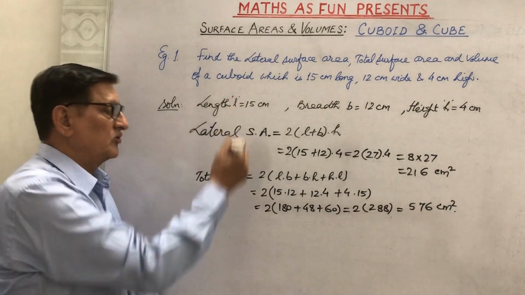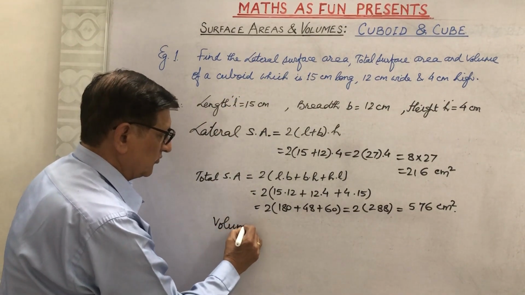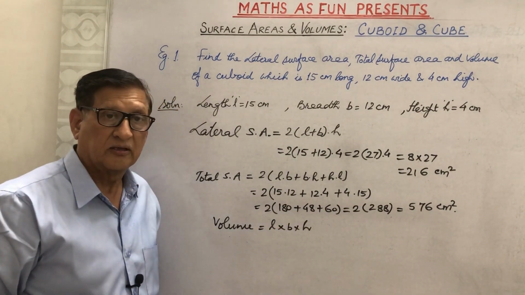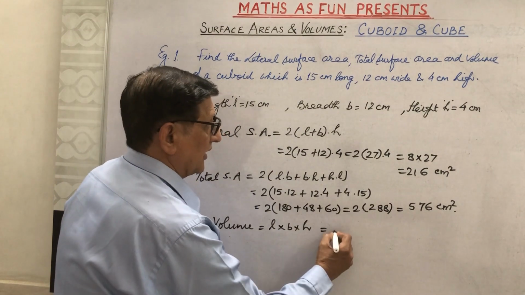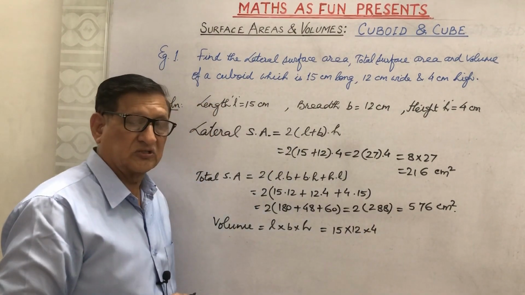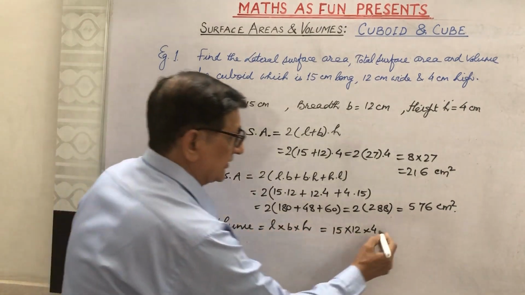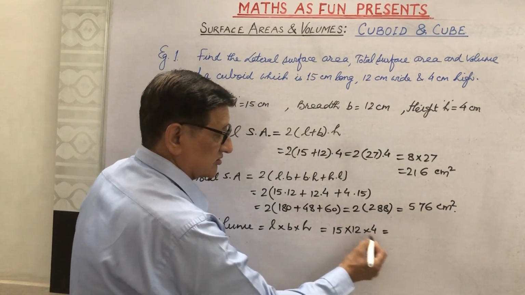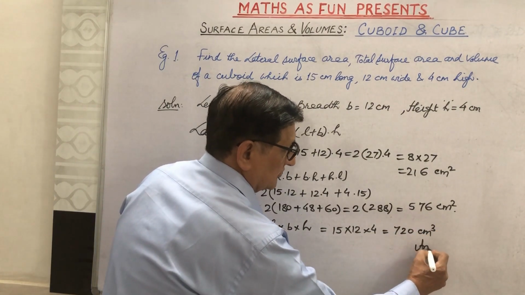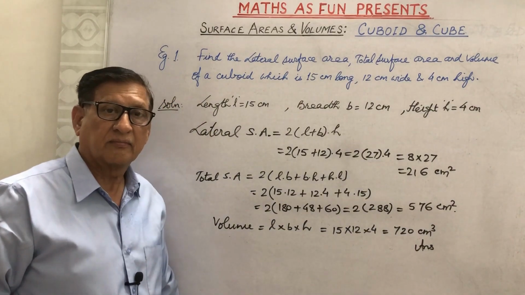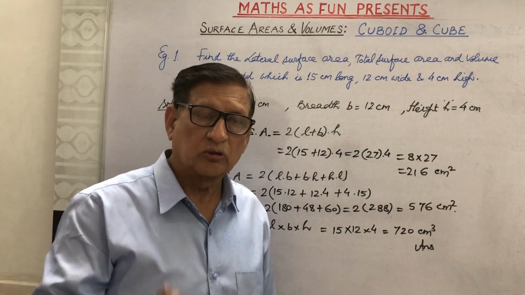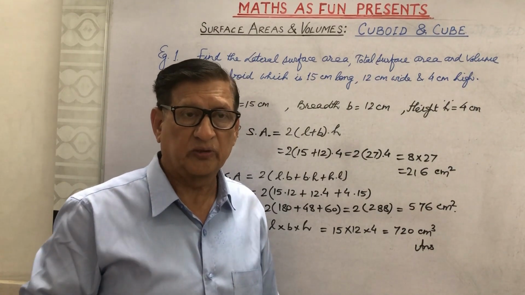And then we have to find out the volume. The volume of a cuboid is given by L into B into H. Substituting the values, L is 15, B is 12 and H is 4. When we multiply, we get 15 into 4 is 60, 12 into 6 is 72, so 720 centimeter cube is the volume of the cuboid. Like this we can find out the lateral surface area, total surface area and volume of a cuboid.